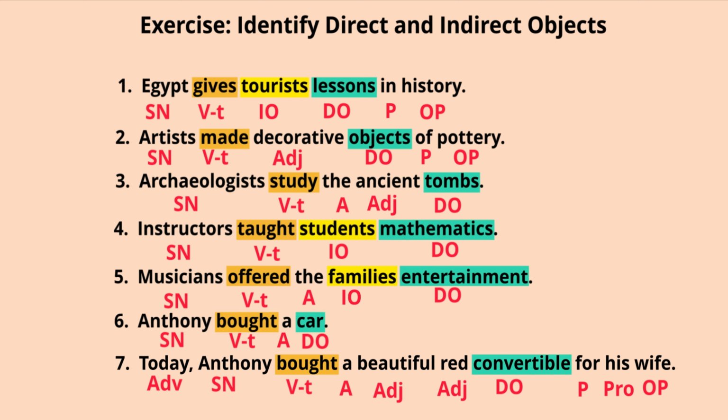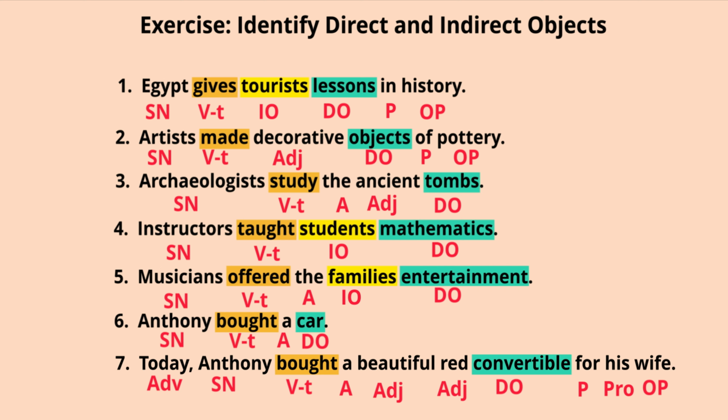The last one is, today Anthony bought a beautiful red convertible for his wife. Today is an adverb as it is telling the time. Anthony is a subject noun. Bought a beautiful red convertible. Bought is the verb. A is an article adjective. Beautiful red convertible. Beautiful red is describing the convertible. So they both are adjectives.